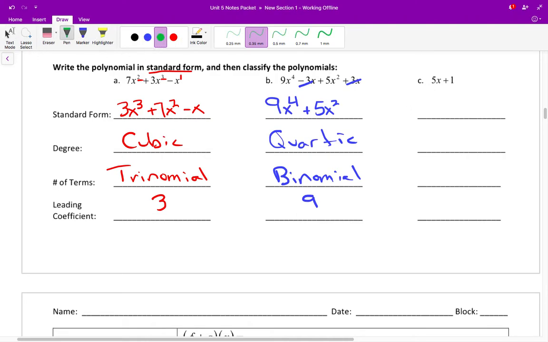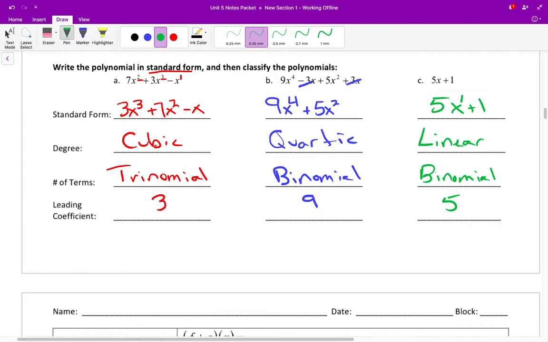Alright, last one here, where you had 5x plus 1. It was actually already in standard form for you. Wasn't that nice? For degree, it wasn't written. We can assume that it's a 1, so our degree would have been that this was a linear polynomial. And for number of terms, there were 2. That would tell you that this was a binomial. So, leading coefficient for this one ends up being 5.